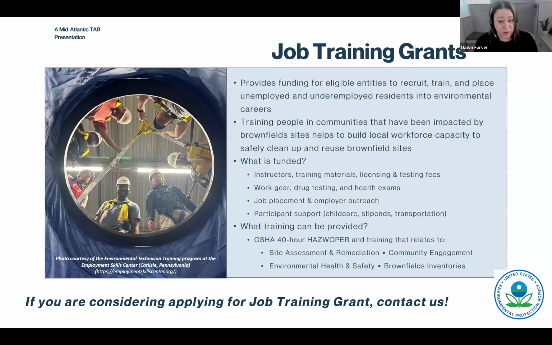So what can be funded under these grants? The instructors to teach courses, training materials for students, licensing and testing fees for students. We love for students to come out with multiple certifications that make them more marketable in the environmental space.